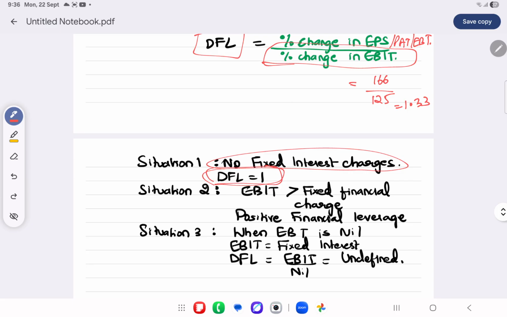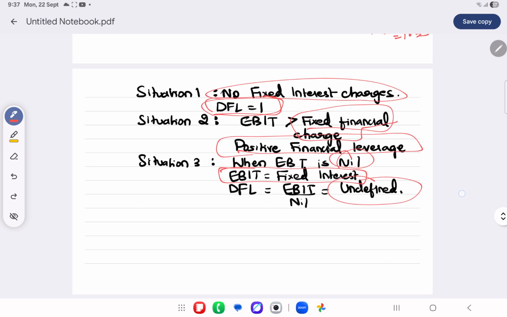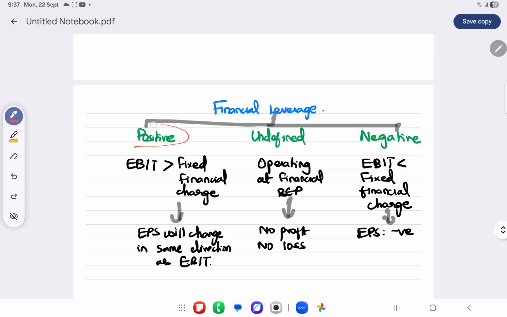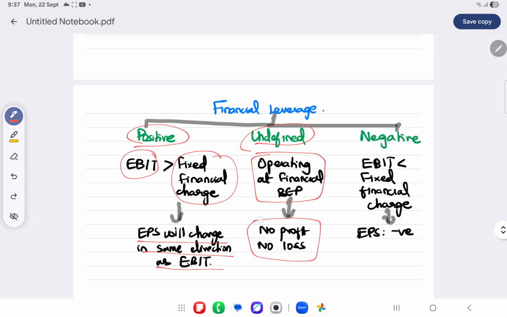So if there is no fixed interest charges, degree of financial leverage will be 1. Situation 2. If EBIT is greater than fixed financial charges, that means it is a positive financial leverage because we will have a positive EBT. Suppose EBT is nil. That means EBIT equals fixed interest charges. That means the degree of financial leverage will be undefined. To analyze, positive financial leverage means EBIT greater than fixed financial charges and EPS will change in the same direction as EBIT. If it is undefined, it is operating at a financial break-even point when EBIT is equal to interest charges and there is a case of no profit, no loss.